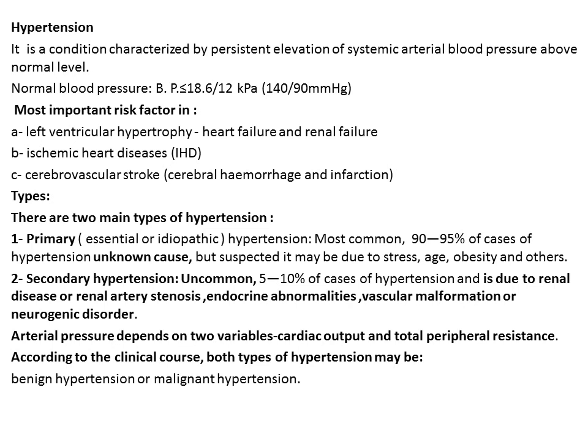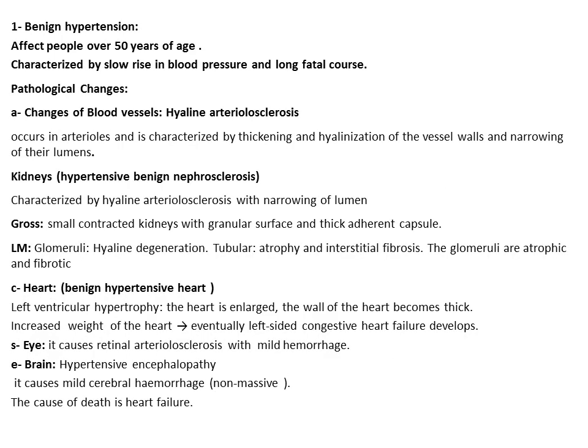According to the clinical course, both types, primary and secondary, of hypertension may be benign or malignant hypertension. Benign hypertension is characterized by slow rise in blood pressure and affects old age.